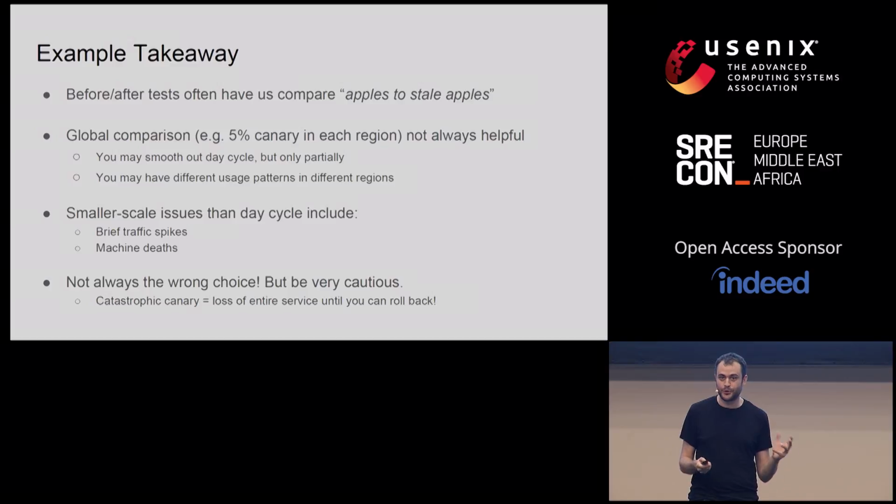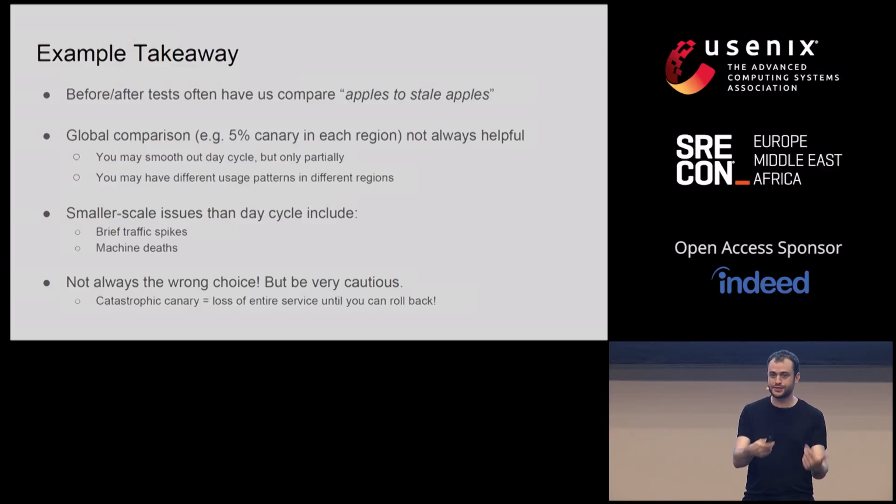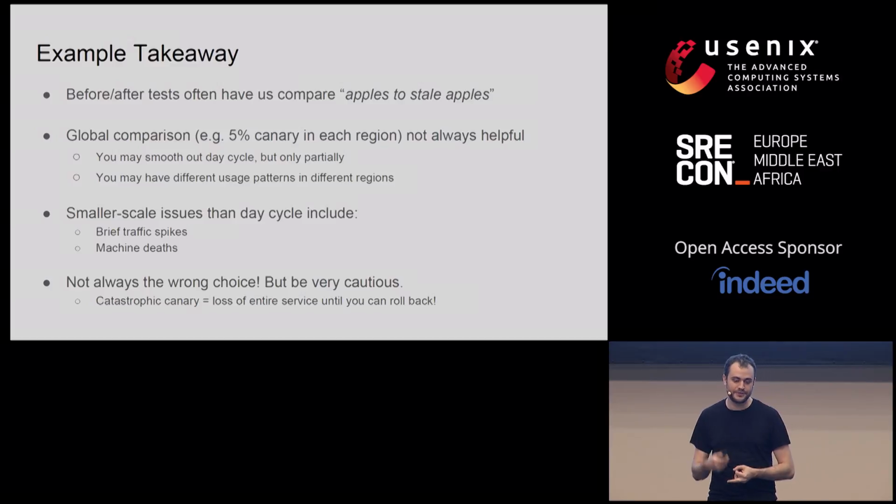Global comparison also doesn't solve this necessarily. You might smooth out the day cycle to a degree, but A, not completely, and so do you understand to what degree you haven't? And you might have different usage patterns in different regions. So now you might be mixing apples, pears, stale pears, and so on through all the kinds of fruit you have deployed in various regions.